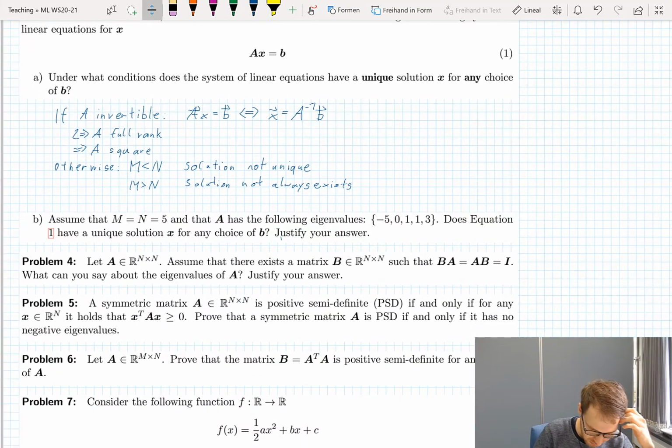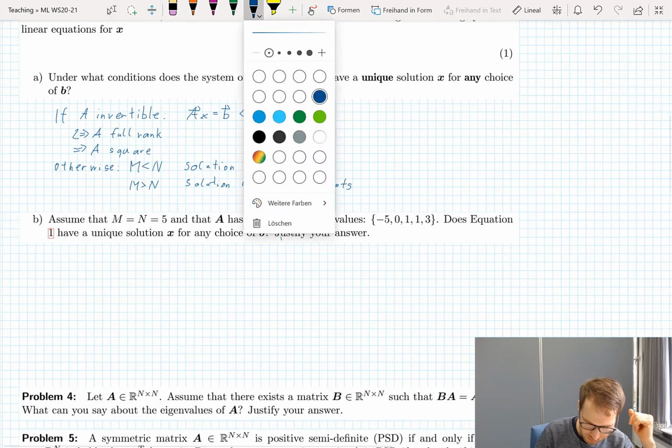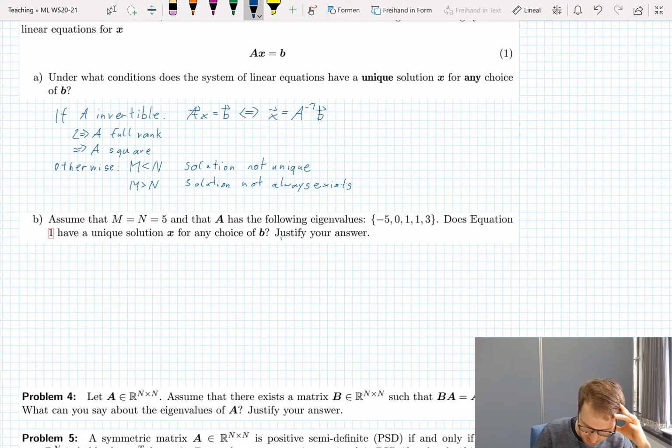Okay, so next up, B. Assume that m equals n equals 5, so we have a square matrix, that's good, and that A has the following eigenvalues: -5, 0, 1, 1, 3. Does equation 1 have a unique solution x for any choice of b? Justify your answer. We need to justify, we don't need to prove here.